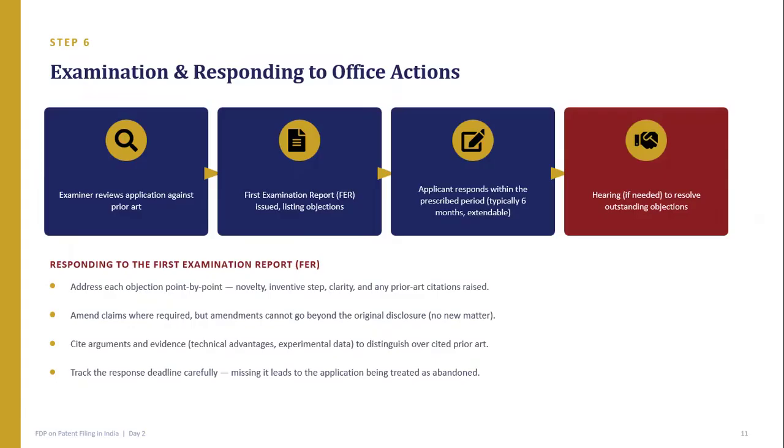Issues may relate to novelty, inventive step, clarity, or prior art references. Claims may need to be amended where necessary. However, amendments cannot introduce new matter beyond the original disclosure. Arguments and the supporting evidence, including technical advantages or experimental data, where appropriate, may help to distinguish the invention from cited prior art. Above all, applicants must carefully monitor the response deadlines. Failure to respond within the applicable period can result in the application being treated as abandoned.